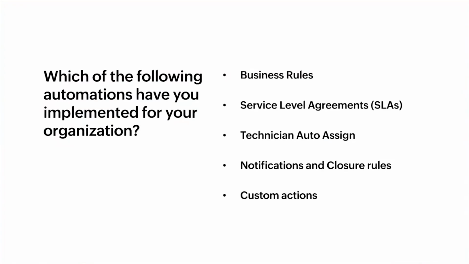All right, I see that most of you have answered it. So here are the results. Notification rules and closure rules take the top spot, followed by business rules and service level agreements. That's great. So we will be discussing all of these capabilities, including the top one, notification rules and closure rules. But we'll also look in depth at business rules, custom triggers, that come under custom actions, and technician auto-assign, and how you can leverage them more effectively.